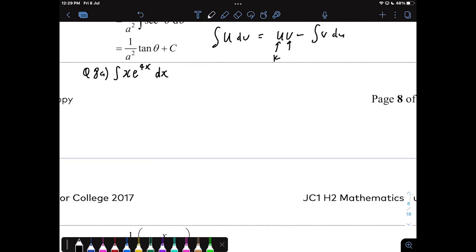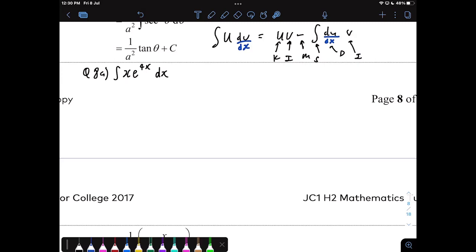Sorry, I'm using the simplified version, dv by dx. Sorry, I'm lazy. Okay, I shouldn't be lazy. Write down the full thing. Minus the integral, and this one is du. Okay, I'm just gonna sort it out. So hold on a second.